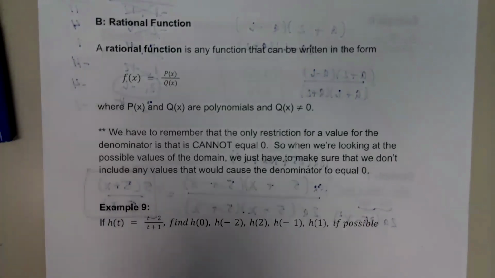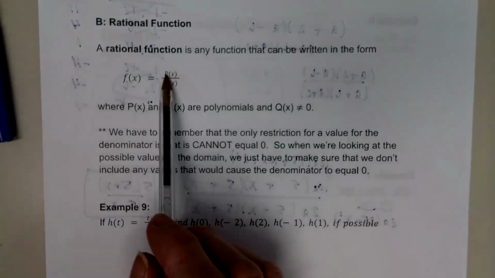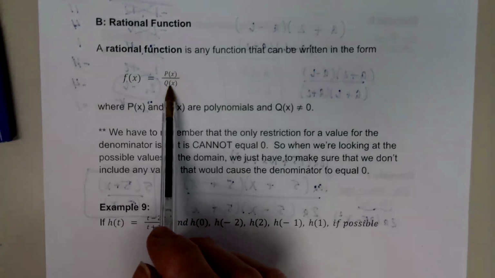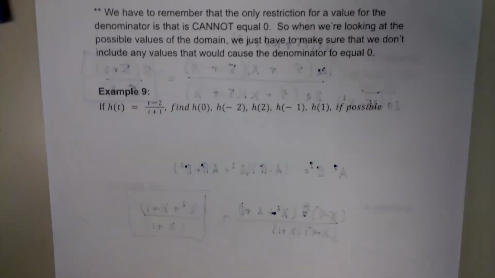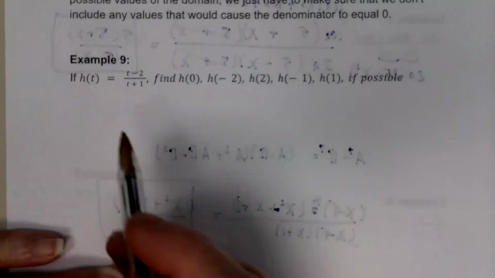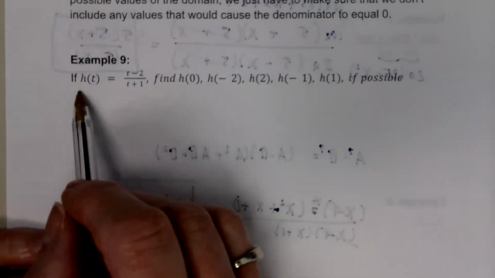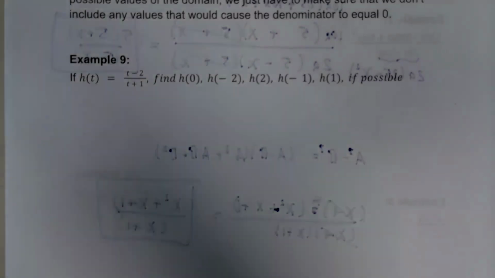And so when we talk about our domain, or what values could go in for x, or a variable in a polynomial in the denominator, we have to limit that to only values that will not cause the denominator to equal 0. So let's look at example 1. If we have the function h of t, where h of t is t minus 2 over t plus 1, let's find these values here.